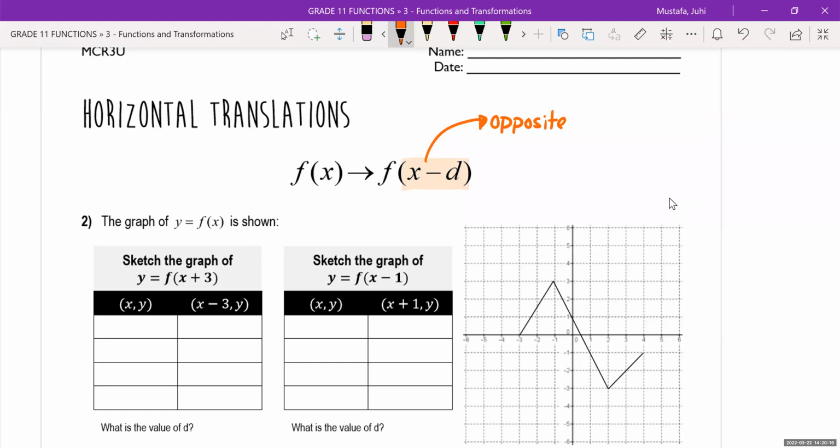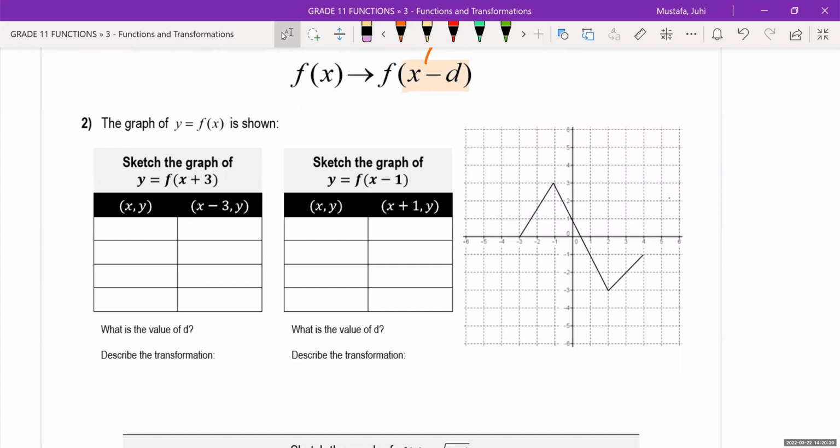Okay, so we have the same squiggly line graph. We're going to do both the transformations to it. Let's identify our 4 main points and write them down.